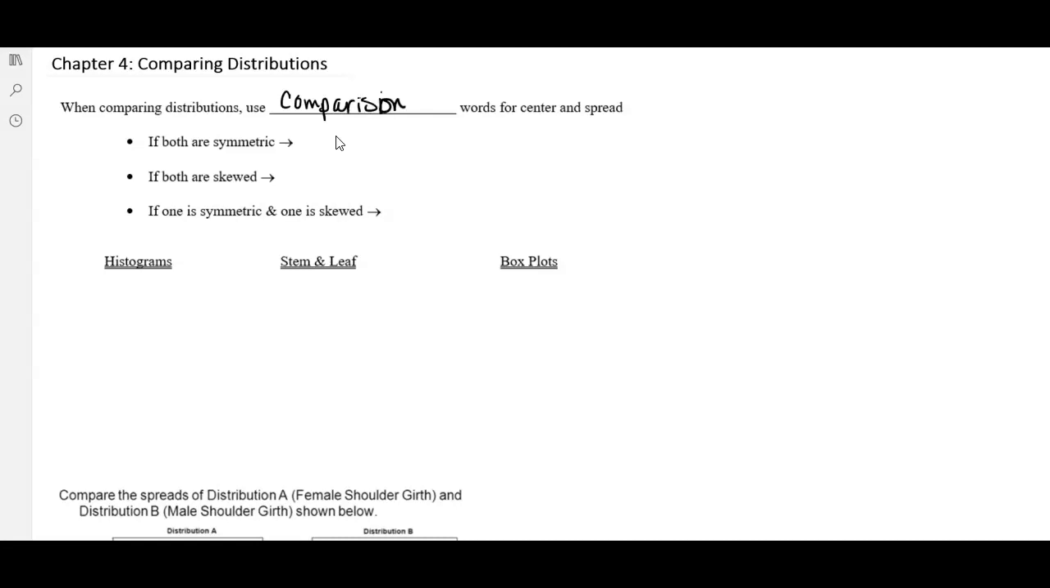Comparison words. So like larger, smaller, things like that. If you don't compare with those words, then you're going to lose some points. If they're both symmetric, remember you're going to describe them using the mean and the standard deviation. If they're both skewed, you're going to use median and IQR. And then lastly, if one is skewed and one symmetric, you're still going to use median and IQR.